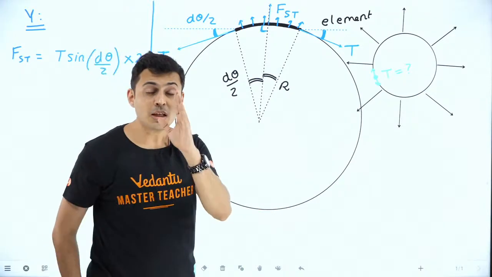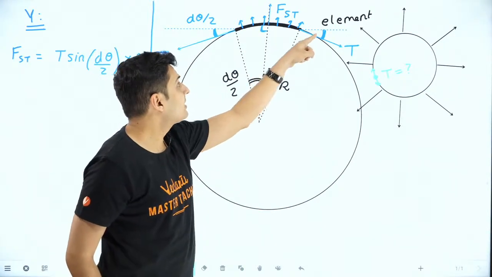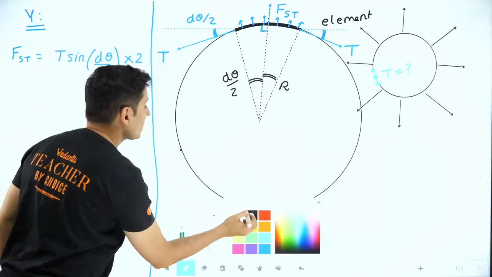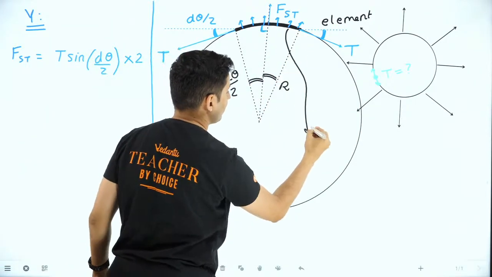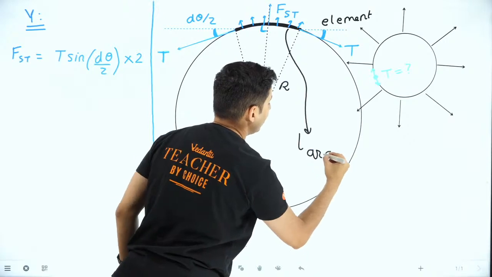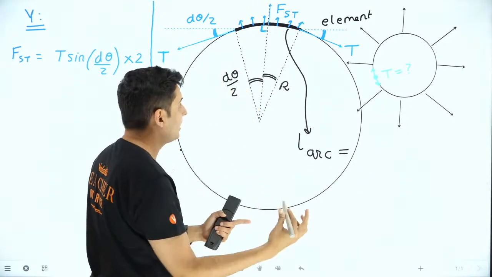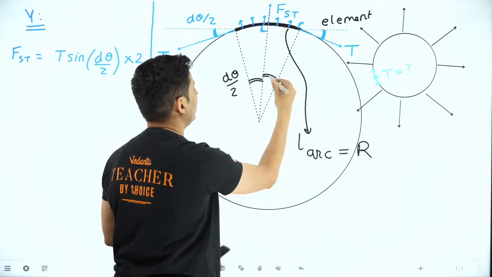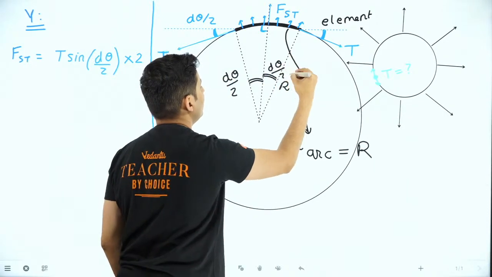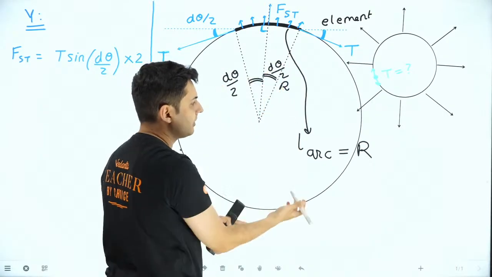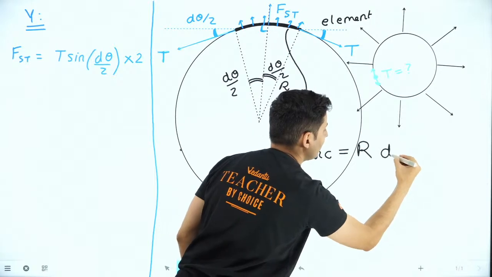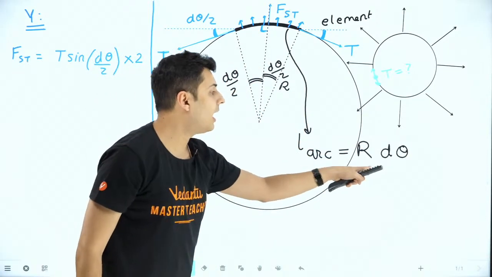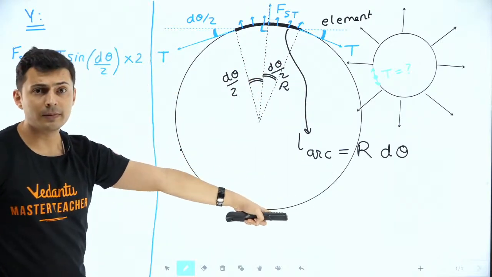Now, think about the length of that arc. What is the length of that arc? The length of an arc is radius times the total angle subtended. Remember, this is also d theta by 2, the angle bisector, so the total angle will be nothing but d theta. The length of the arc will be r into d theta. I hope this is clear.